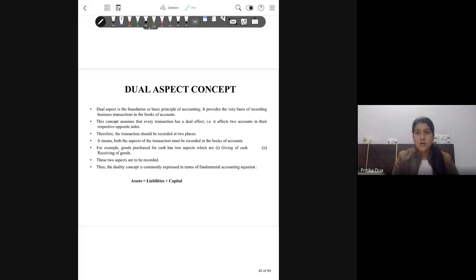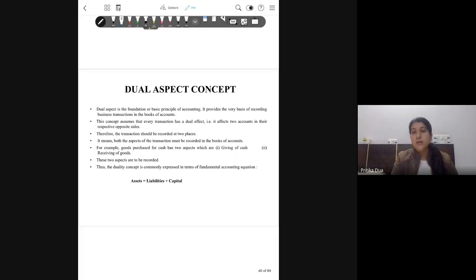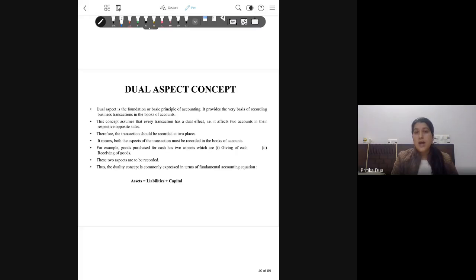Today we start with a very important concept of accounting, which actually forms the basis of recording all the transactions. And this concept is the dual aspect concept. Dual itself means two aspects, in the sense that whenever any transaction is recorded in the books of accounts, it will have a minimum of two effects.